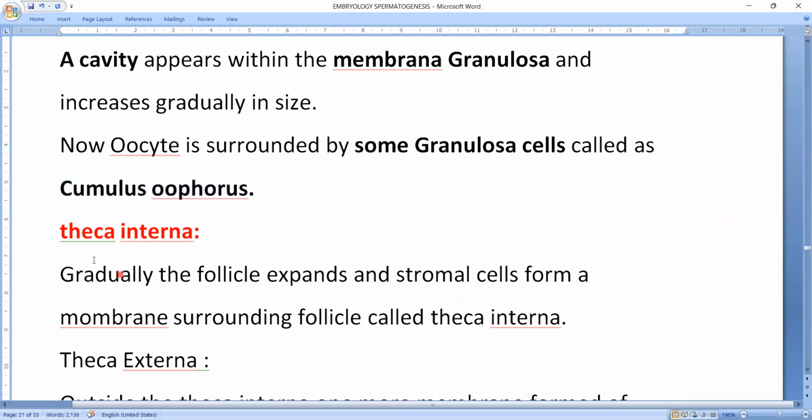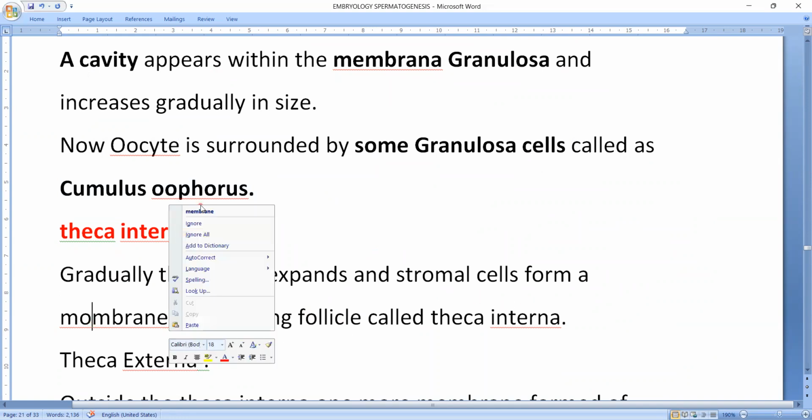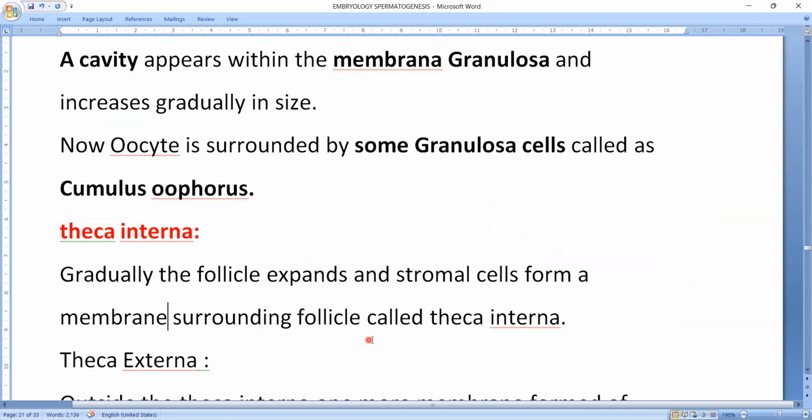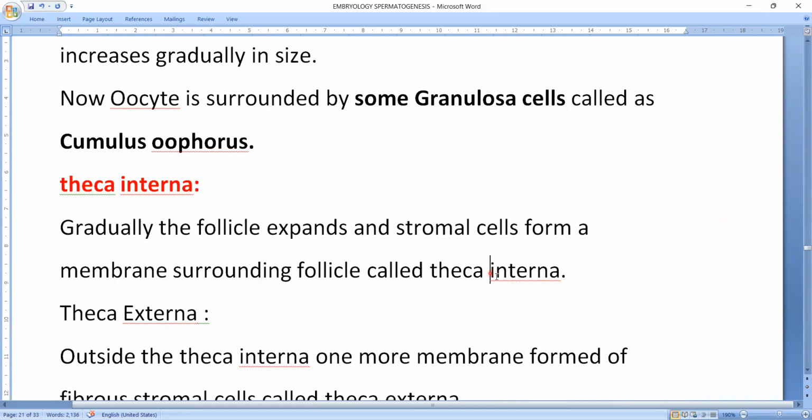Then theca interna. Gradually the follicle expands and stromal cells form a membrane surrounding the follicle called theca interna.